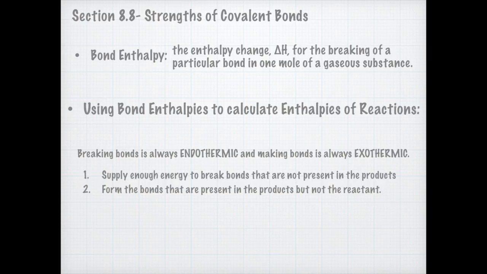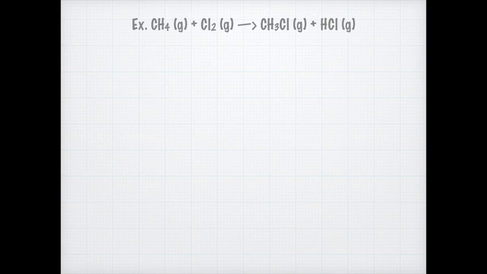So basically what you'll do is look at all of the bonds in your reactants, look at all the bonds in your products, and then see what is not present in your products and what is not present in your reactants. And so let's look at an example to truly understand this.